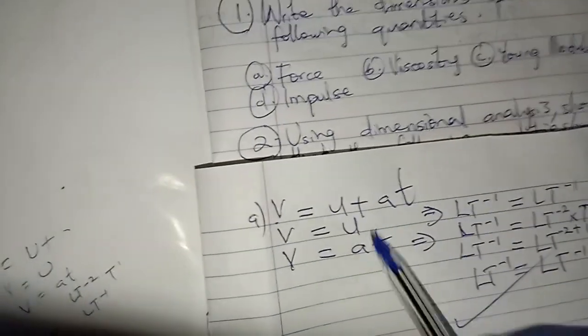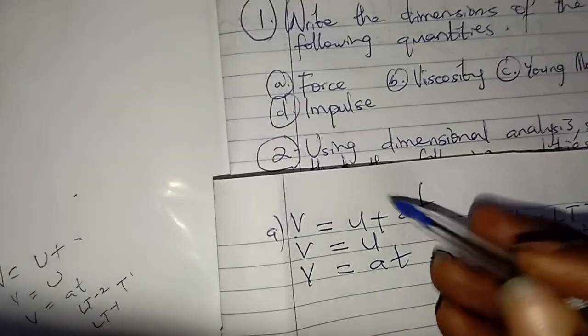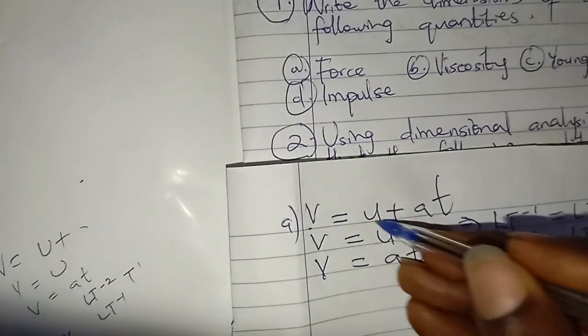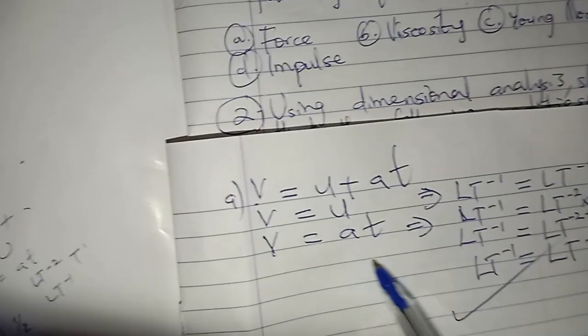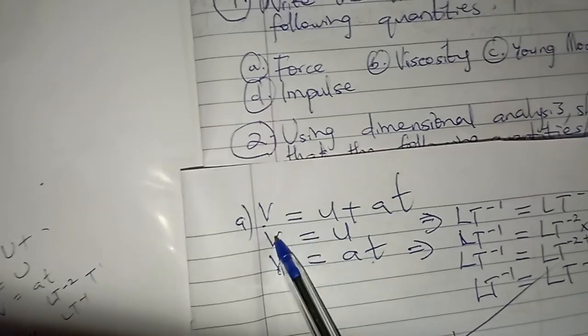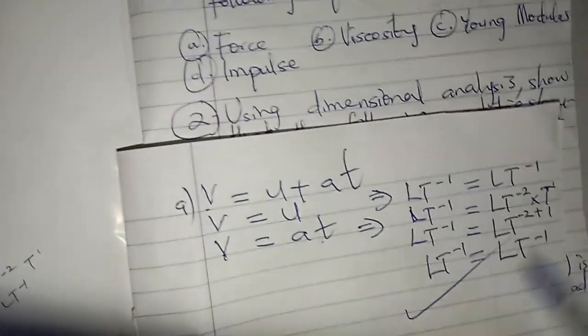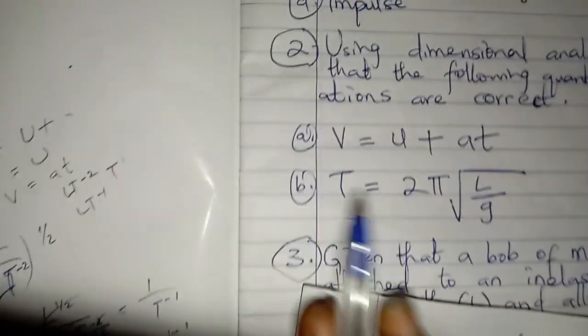So whenever you see this kind of equation, what you do is you split it in such a way that you have v equals to the first part, v equals to the second part. So you can see that v is equals to at, v is equals to u, because it gives you dimensions that are the same on the right and the left hand side. Now let's go to the second part, which is b.